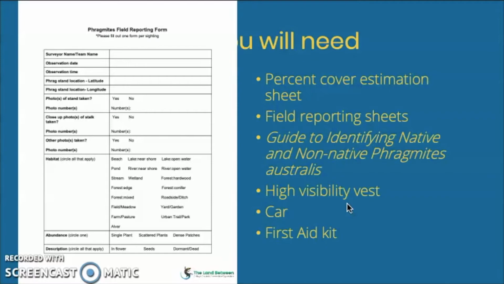You will also need a guide to identifying native and non-native Phragmites australis, which, as we said, is also included in your volunteer package. You will also need a high-vis vest, a car, and a first aid kit.